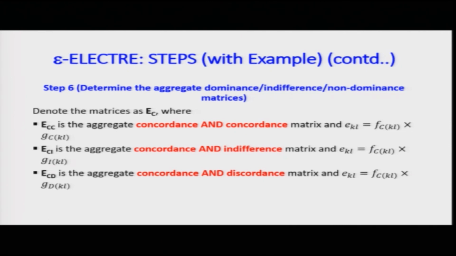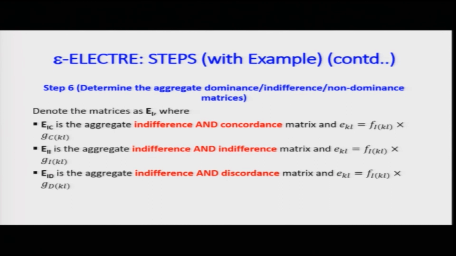this concept of discordance. So, I will multiply the corresponding values for the C set with the C set corresponding to F and G, then C set with I set for F and G and C set for D set with F and G. F and G will remain the same, only the subscripts are changing. When I go to the indifferent set, again I will have IC, II and ID, that is indifferent concordance, indifferent discordance. The values multiplied are F and G, but the subscripts are IC, II and ID.